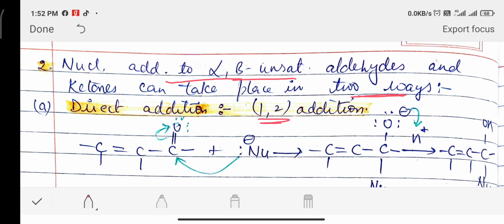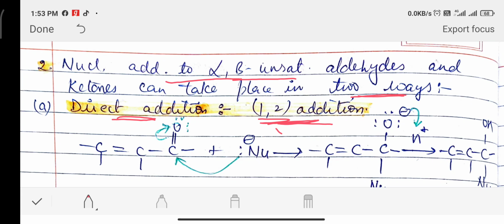1,2 addition means the attacking reagent gets added across the double bond, and in 1,4 addition, one part of the attacking reagent is attached to one side and the second part gets attached to the fourth atom. So 1,2 and 1,4 addition take place in alpha beta unsaturated aldehydes and ketones. That is why we say addition can take place in two ways. First is direct addition, meaning instant addition, and when instant addition takes place, it is generally 1,2 addition.